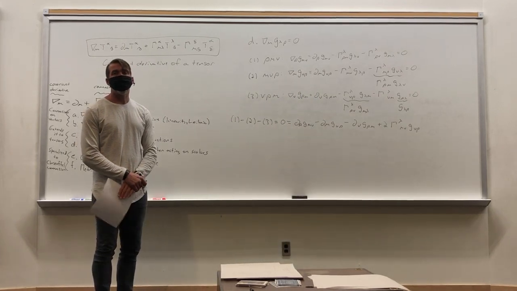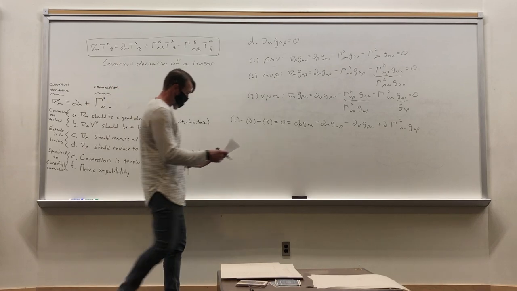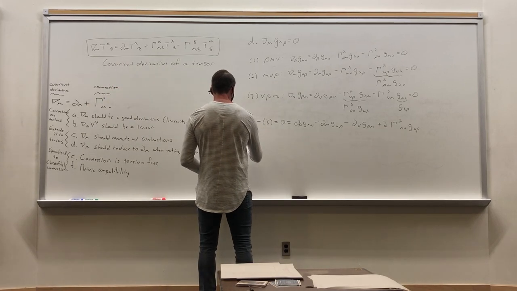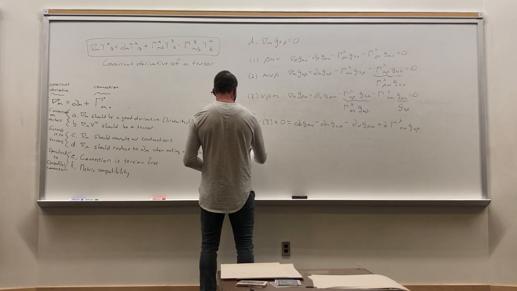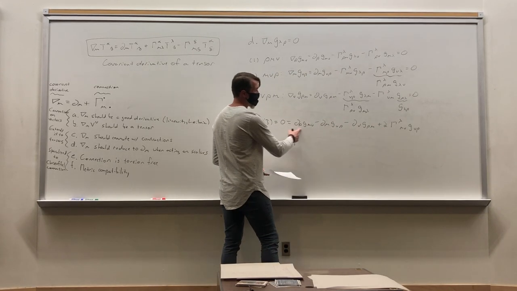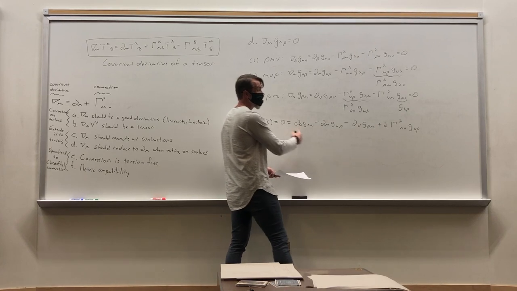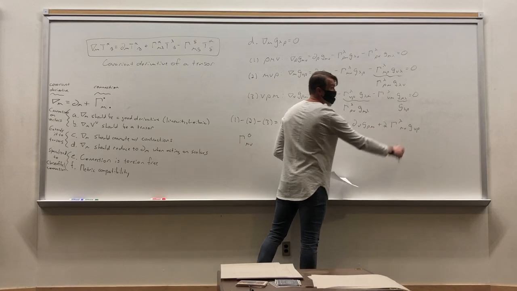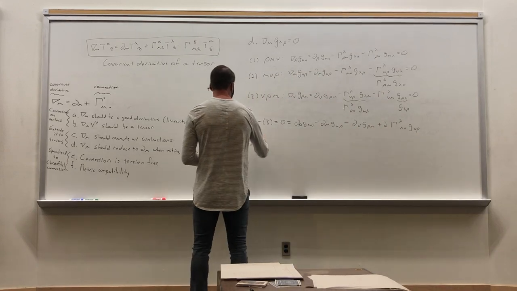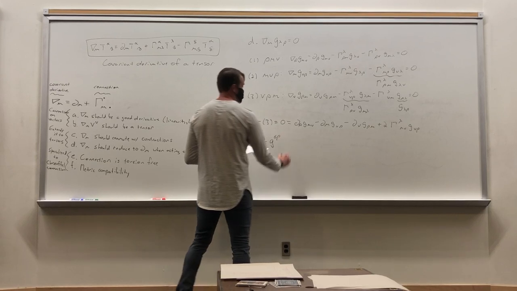Now, what is so valuable about that? I can solve this for gamma. Gamma sigma mu nu is just this thing with a minus sign, because I moved it to the other side of the equal sign, divided by 2, divided by the metric. Of course, dividing by the metric is using the metric inverse.